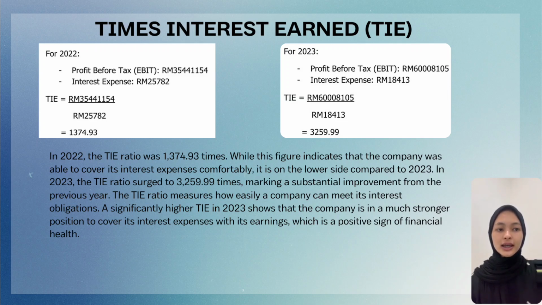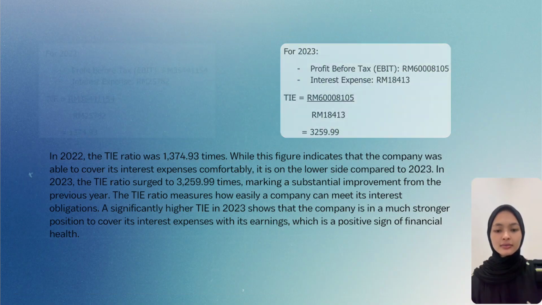It is on the lower side compared to 2023. In 2023, the TI ratio surged to 3,259.99 times, marking a substantial improvement from the previous year. The TI ratio measures how easily a company can meet its interest obligation. A significantly higher TI in 2023 shows that the company is in a much stronger position to cover its interest expenses with its earnings, which is a positive sign of financial health.